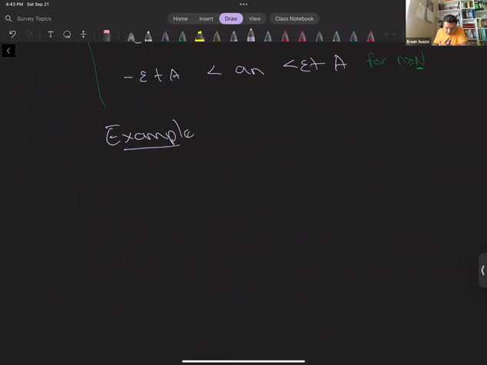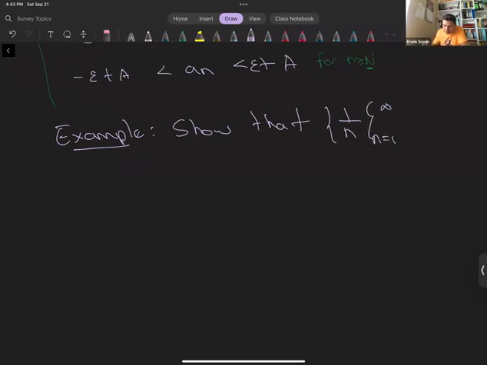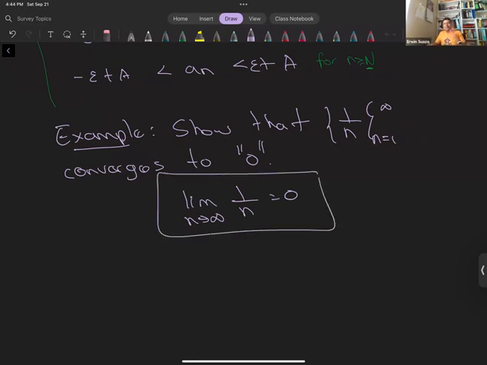Example: show that 1 over n, n going from 1 to infinity, converges to 0. So basically what I'm asking you is to show that the limit of 1 over n when n goes to infinity is 0. Okay? We know that.